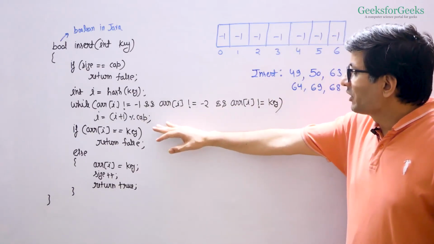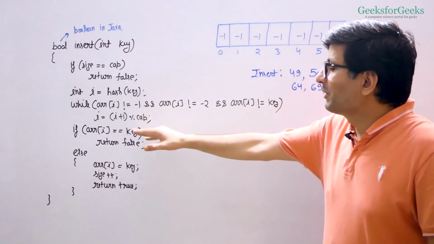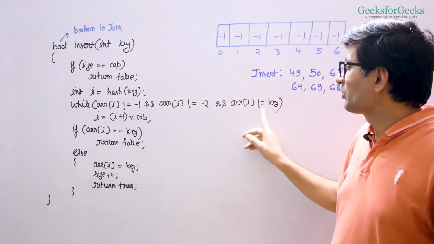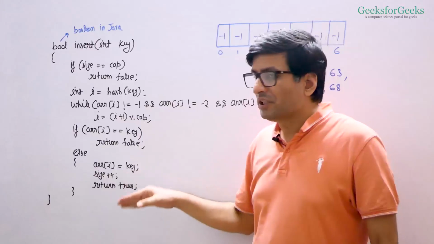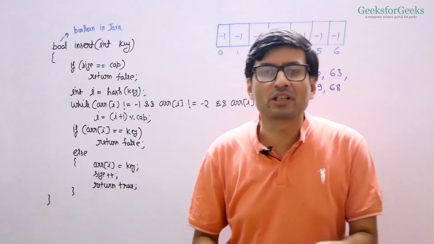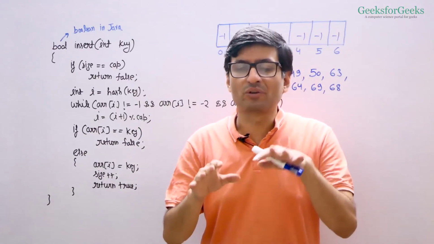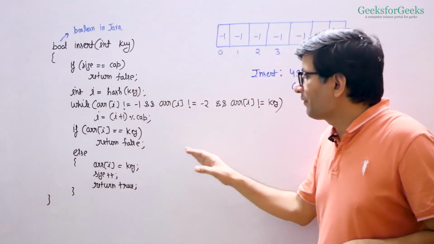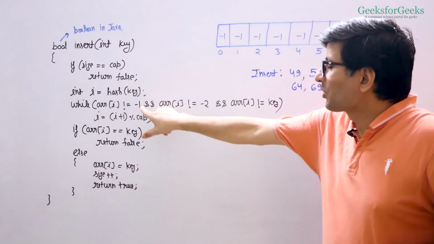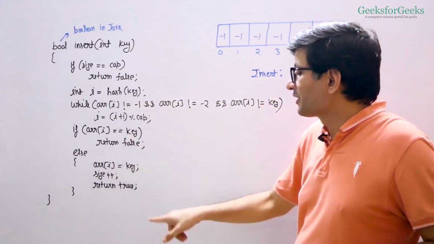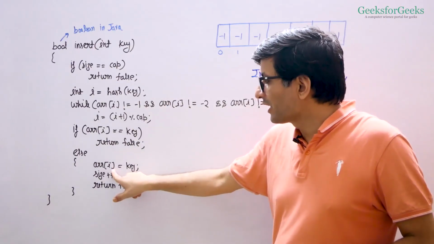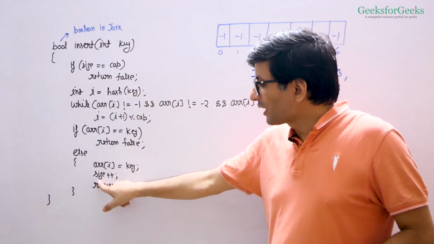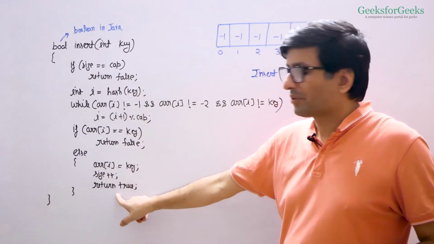So when we come out of the loop, one of these three cases might be true: it's empty, it's deleted, or array[i] is equal to key. If array[i] is equal to key, it means the key is already present. So we return false to indicate that we could not insert the key and the key was already present. Now, if we came out because of one of the other two conditions, we simply insert the key at the given index i, and we do size++ and return true.